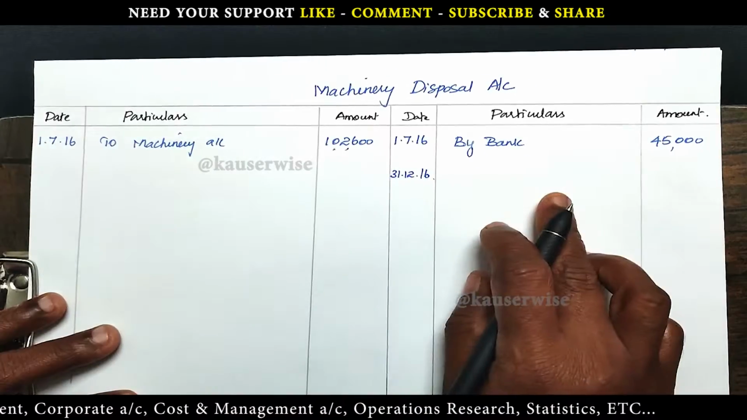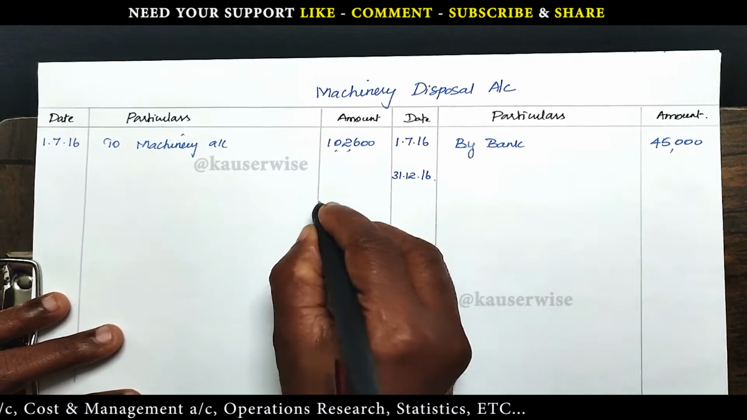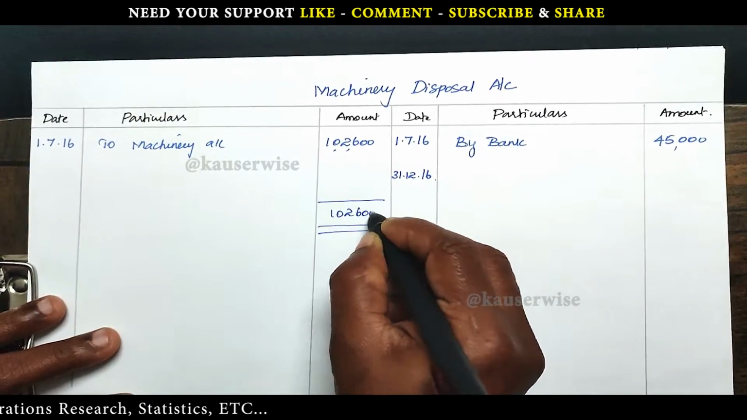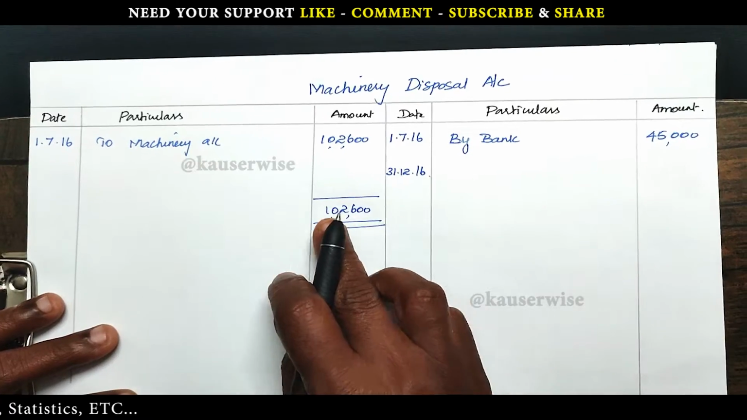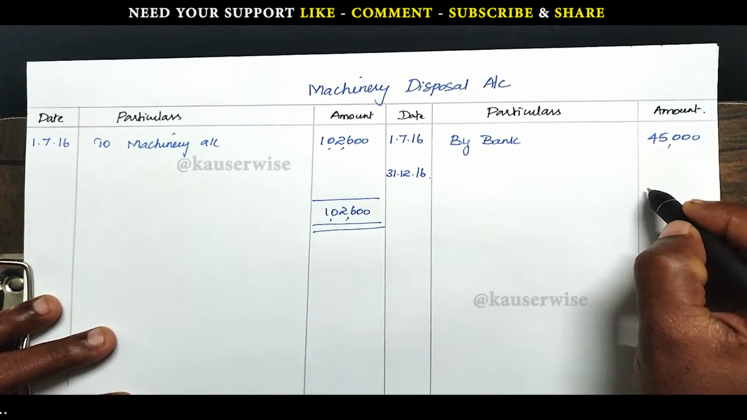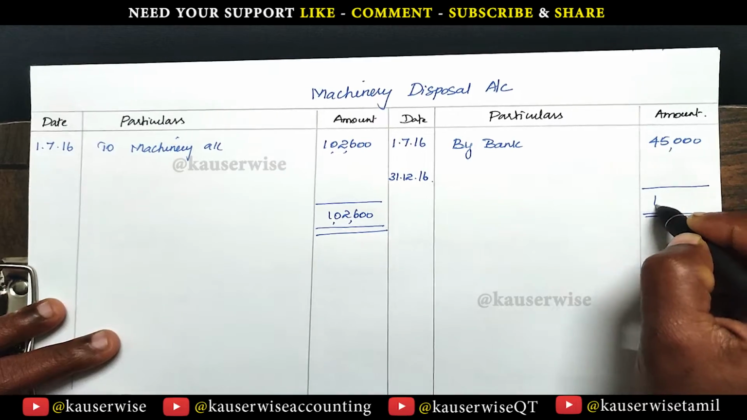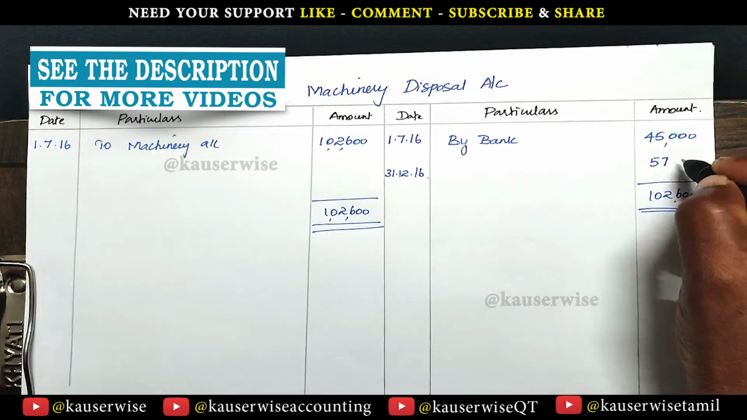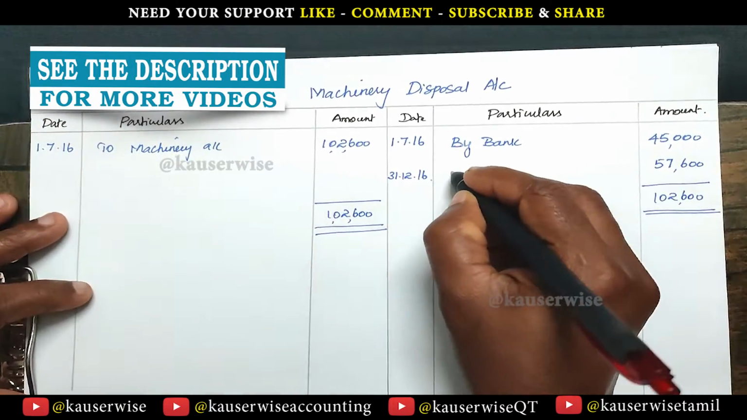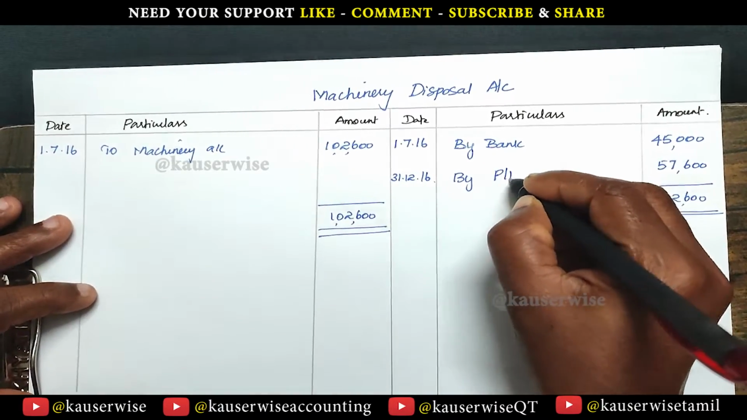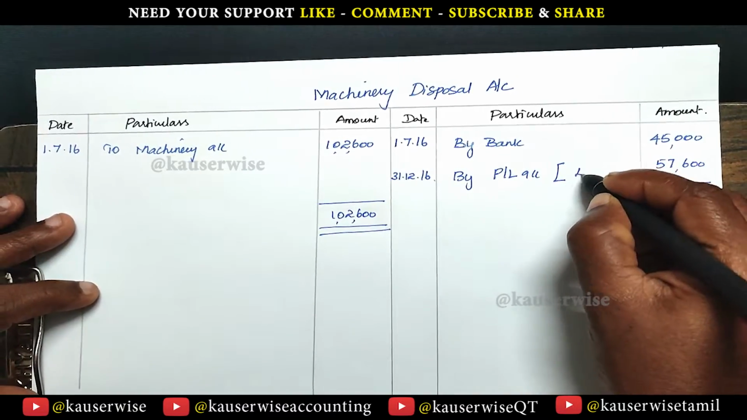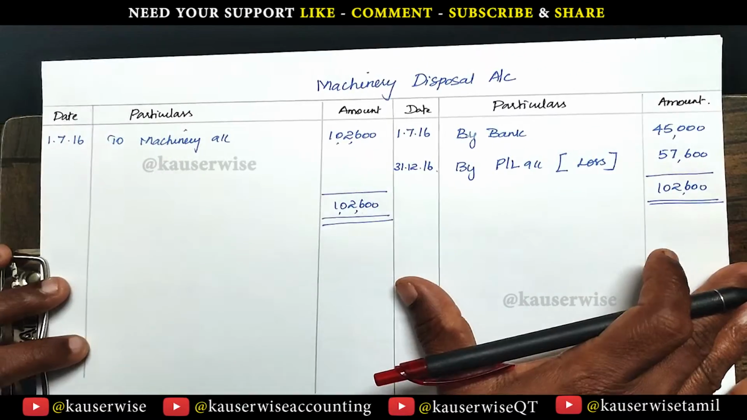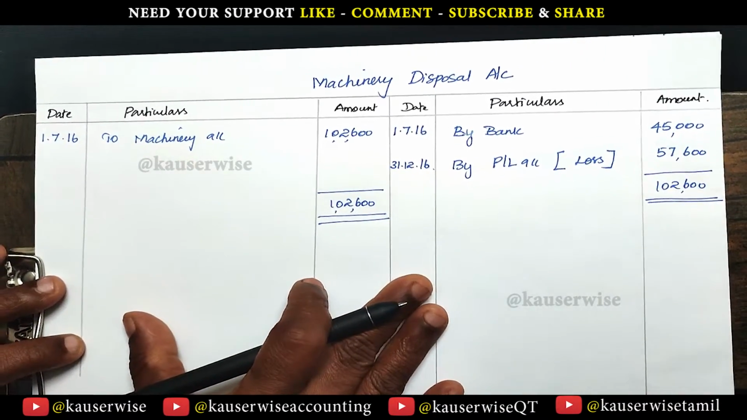That's all. At the end of the year, just find out the difference. How much? Debit side we have 1,02,600, value of machinery as on the date of sale, but sold for 45,000. So what is the difference? 57,600. This is loss. This loss is transferred to profit and loss account. Within the bracket you can mention loss on sale. Okay, 57,600. That's all.